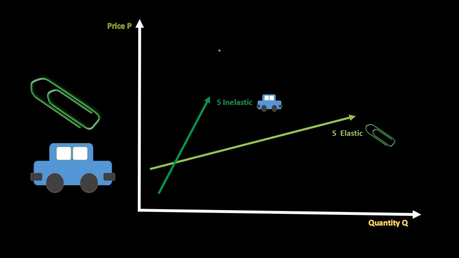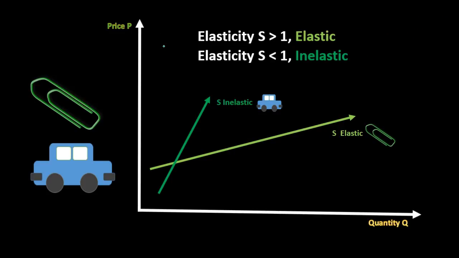When we perform the calculation, if the elasticity of supply is greater than 1, we're going to say it's elastic. If the elasticity of supply formula comes out to a number that is less than 1, we're going to say it's inelastic. And if elasticity equals 1, then it would be unit elastic.